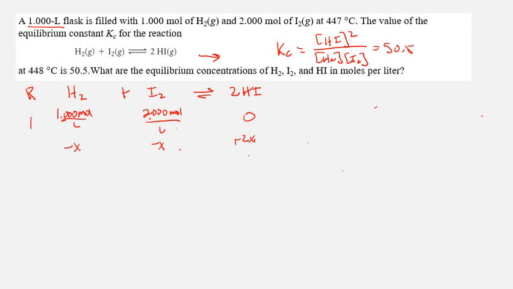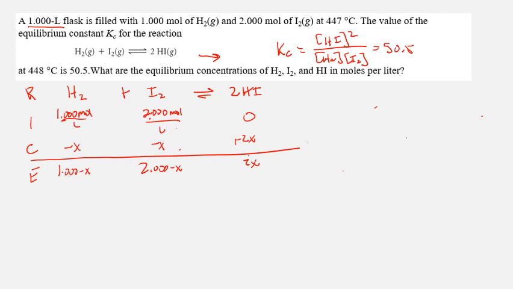So there's my I, there's my C, and now for my E, I would have 2x, I would have 2.000 minus x, and I would have 1.000 minus x. So you can see in this case, because they don't give us the value for the equilibrium concentration of HI, it's going to make the process a little bit trickier for us to solve. Not impossible, but like I said, we're going to have to use a quadratic equation.